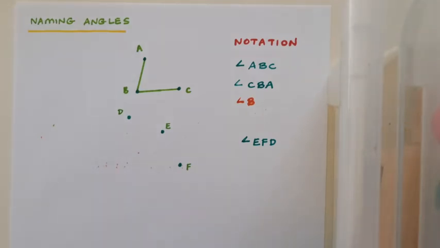Stop for a moment and think to yourself, how should this angle look? A good idea at this point would be to draw these 3 points into your copy and join them up correctly to make the angle EFD. Pause the video here, do that, and then compare your result with mine.